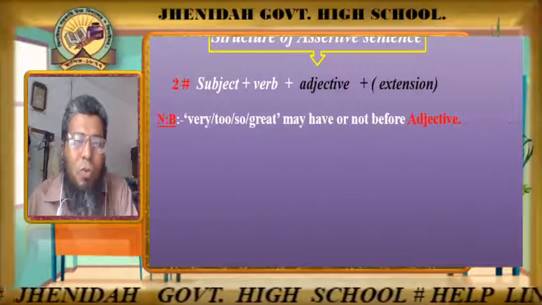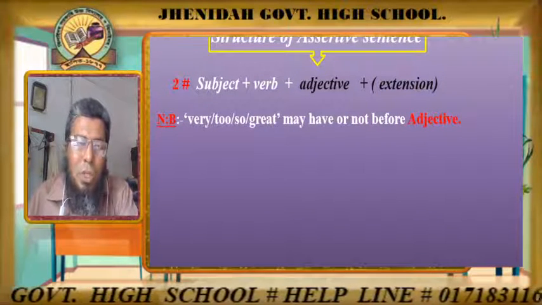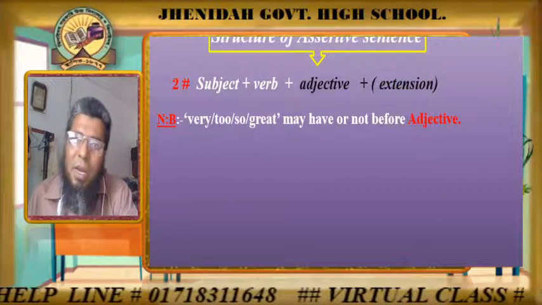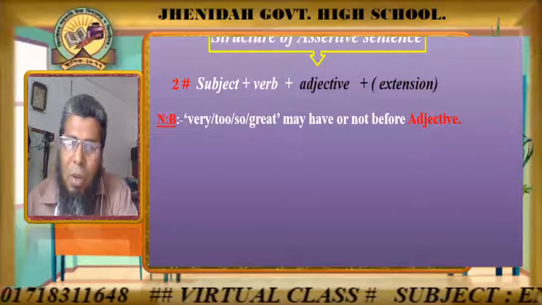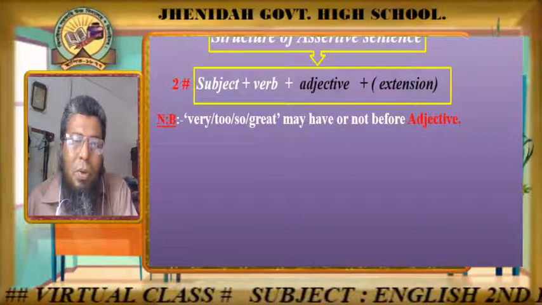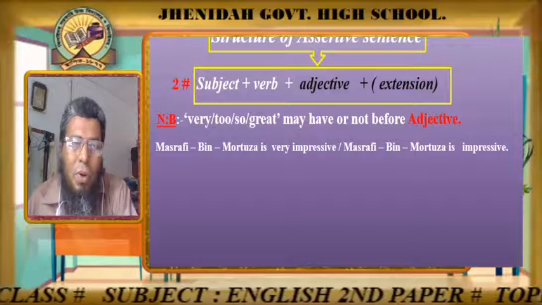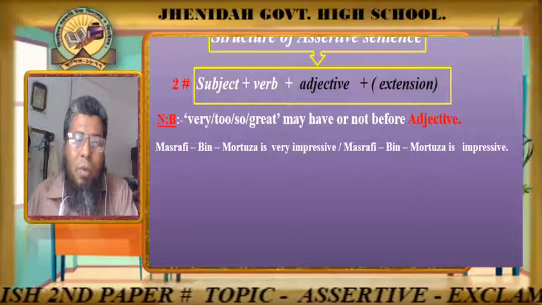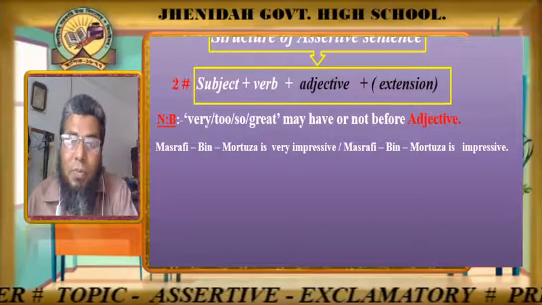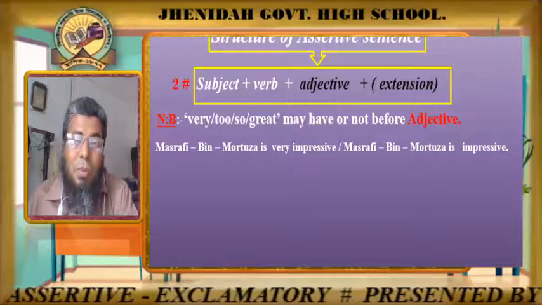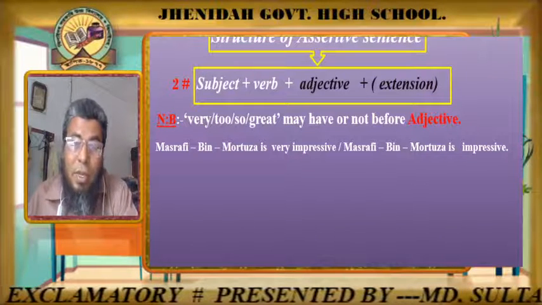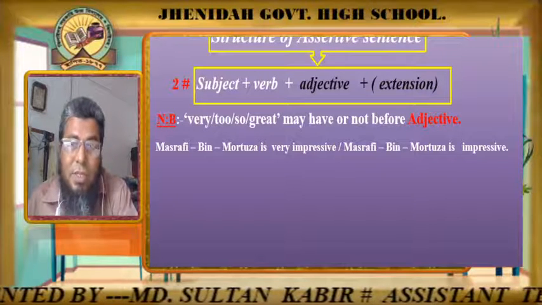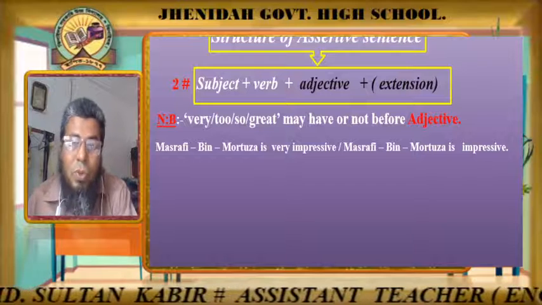Okay, now there is a note for you. The same note here: very, too, so, or great may or may not be before adjective. এখানে adjective আগে very, too, so, great থাকতেও পারে, আবার নাও থাকতে পারে। Now look at the example of the structure. Mashrafi bin Murtuza is very impressive. Or Mashrafi bin Murtuza is impressive. Look, very impressive, and in the second sentence there is no very. Both are right.